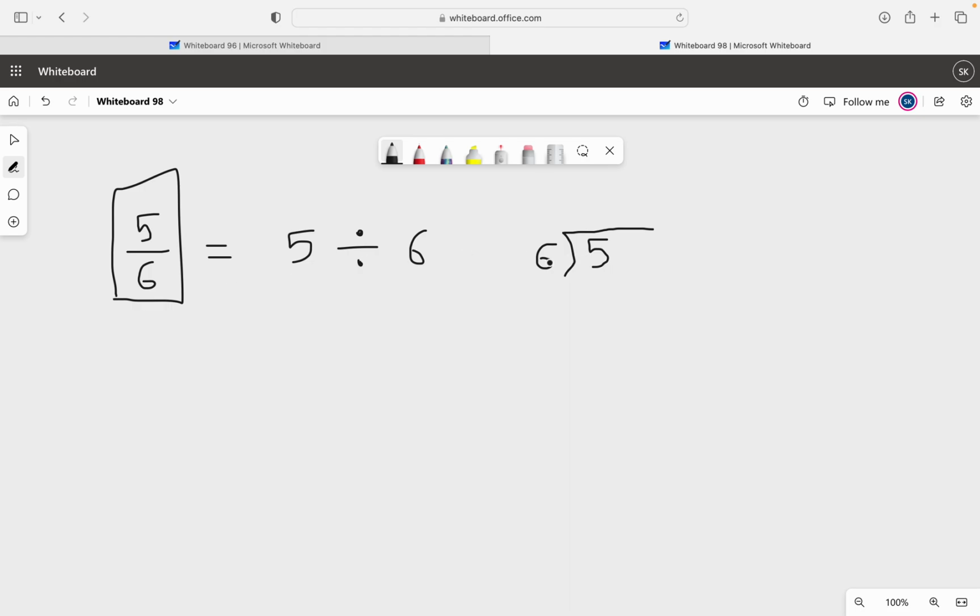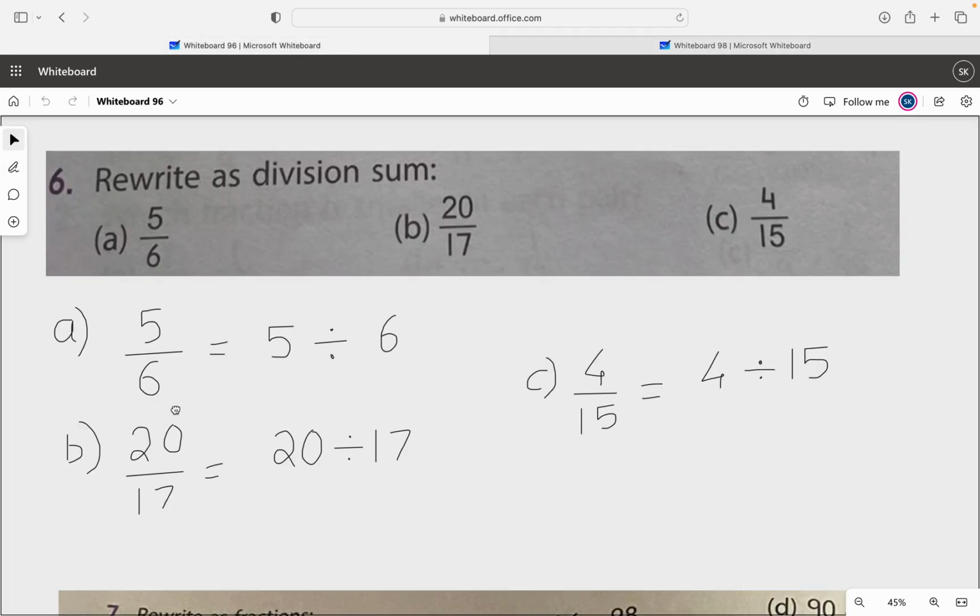5 divided by 6. 5 by 6 is nothing but 5 divided by 6. So 6 divides 5. It's not the other way around. So it is a proper fraction. Why? Because the numerator is lesser than the denominator. Okay. And it's all the same.